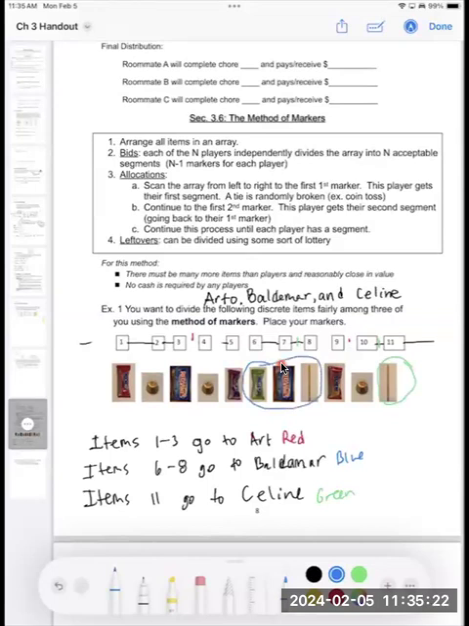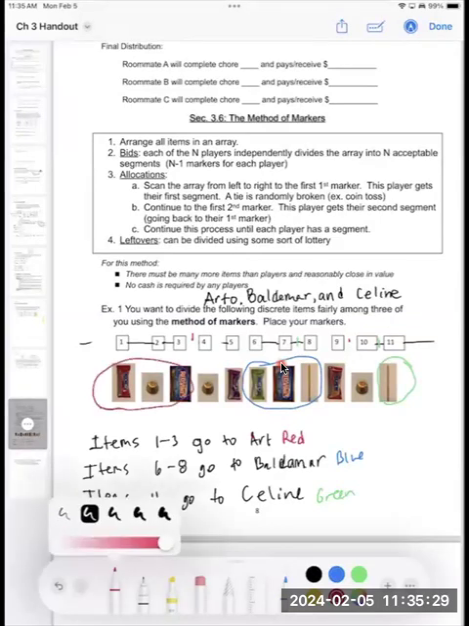And then Arto got items 1 through 3, which are right there. So actually, as you can see, everybody got a fair share, and still there's some left, right? So this candy is left over, this candy is left over, that candy, and this candy. So items 4, 5, 9, and 10 are still left behind, which is like, how did that happen? But we didn't do anything wrong. It's fine. That's just the way it works.